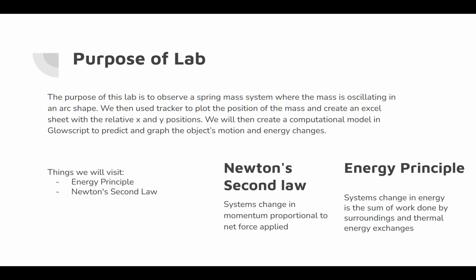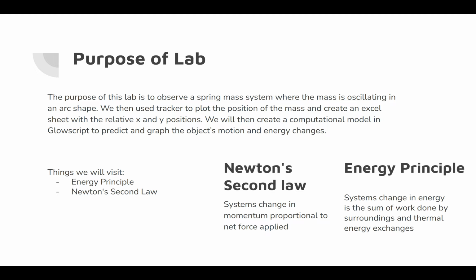The purpose of this lab is to observe a spring mass system where the mass is oscillating in an arc shape. We then use Tracker to plot the position of the mass and create an Excel sheet with the relative x and y positions. We will then create a computational model in GlowScript to predict the graph and the object's motion and energy changes. Some things we'll visit in this lab are the energy principle and Newton's second law.